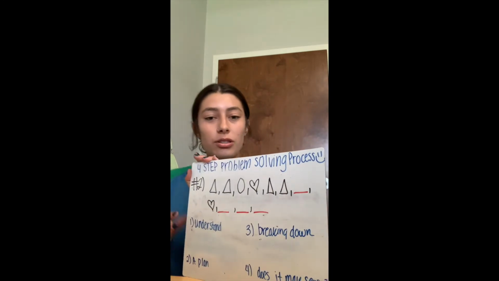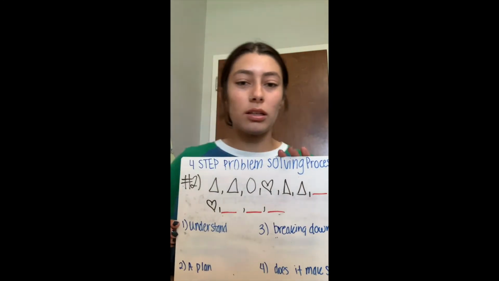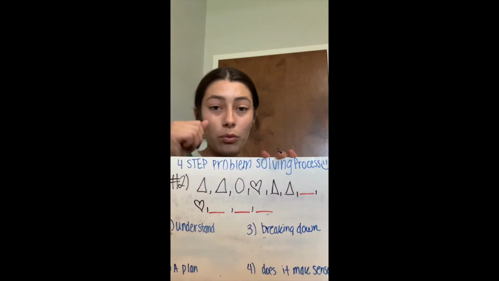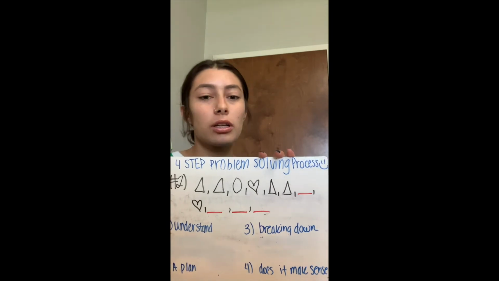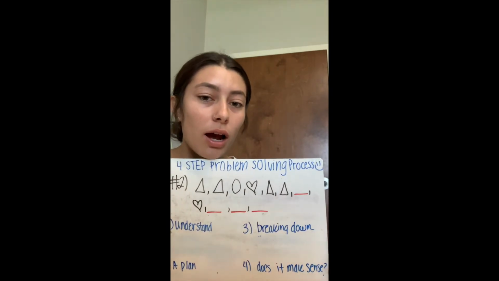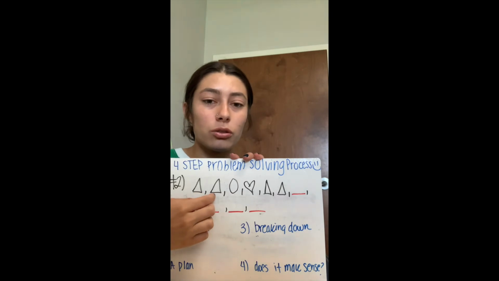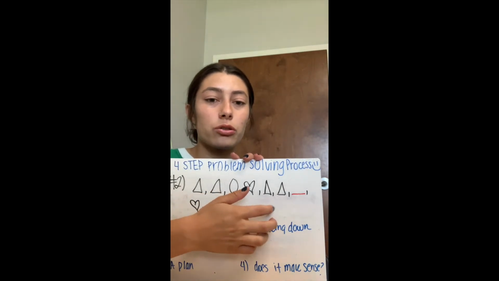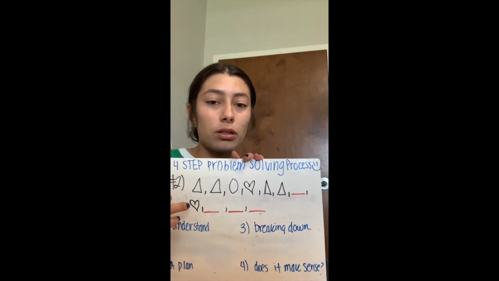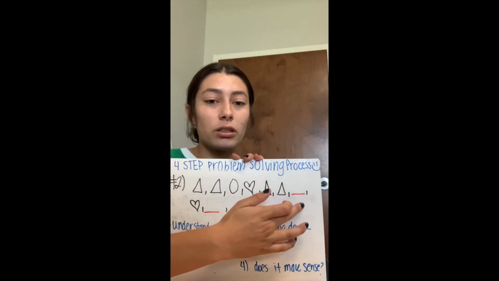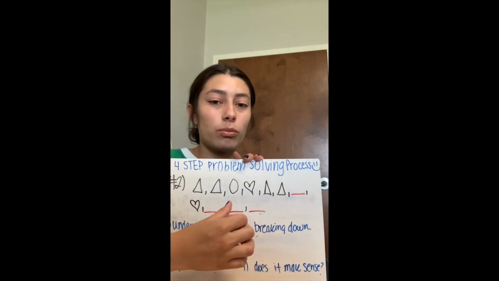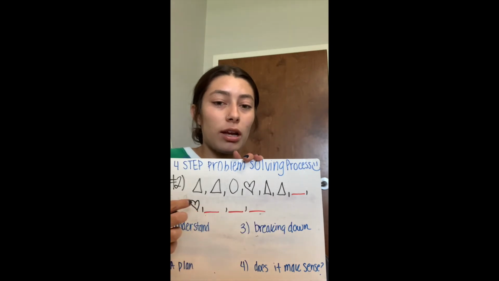Okay, our next question is shapes. Once again, we're going to understand the problem. I start to see that there's 2 triangles, a circle, a heart, 2 triangles. Then right here should be a circle because the pattern is going to keep repeating, and there's a heart.